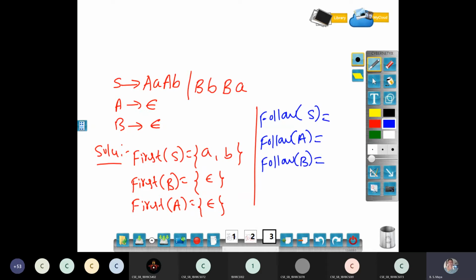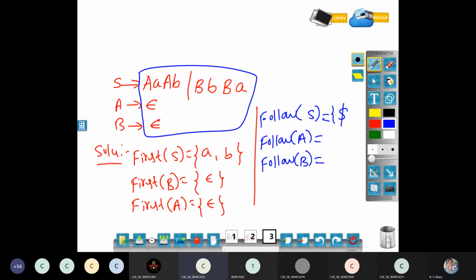Follow set of S, follow set of A, follow set of B. Rashmi Gupta, can you tell me what is the follow set of S? Ma'am, dollar. Dollar or only one? Should anything be added? You search the right hand side now. Next. Is S there? No, ma'am. Can I end here?